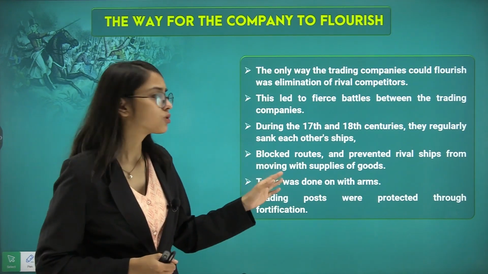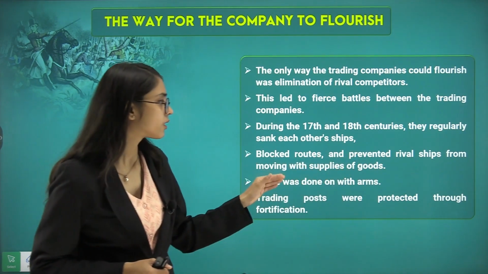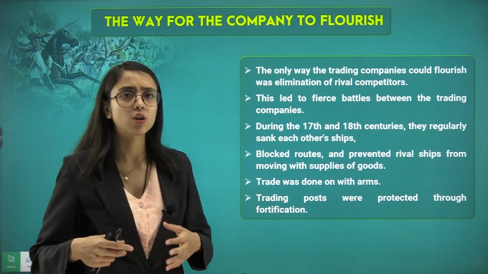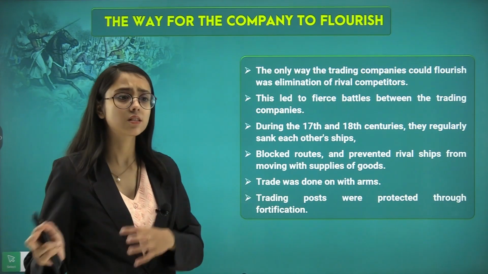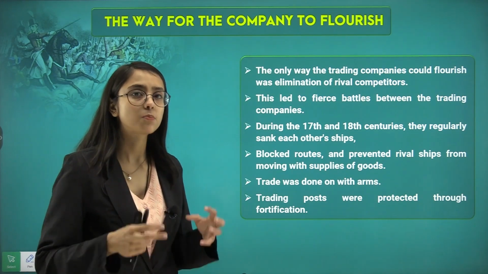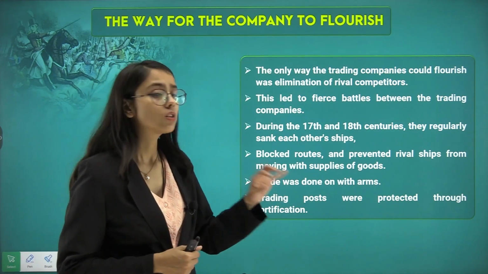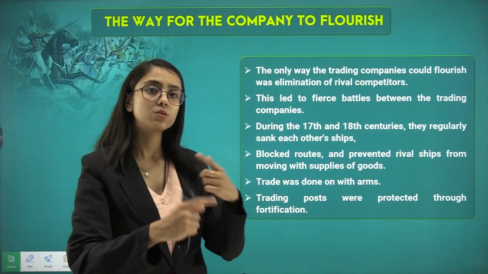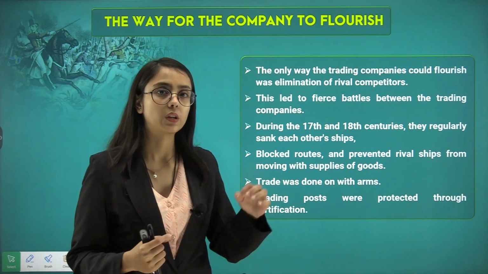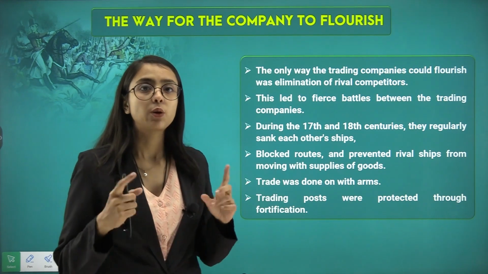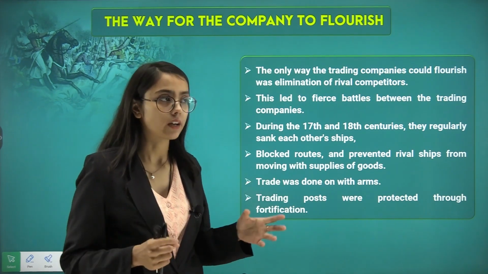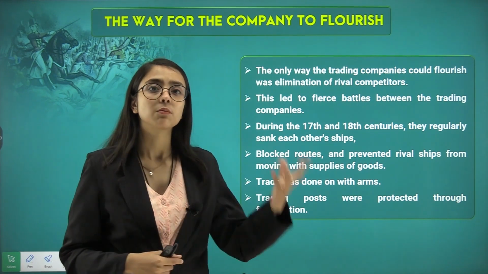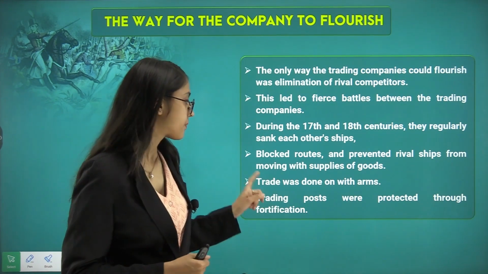They blocked routes, prevented rival ships from moving with supplies of goods. They used to block the shipways and the seaways so that the rival ships could not enter the port. Trade was done with arms. Now this is important to note. Whenever a trading company was making trade with the local and native people, it was only done under arms so that it could not be looted or burgled by some rival competitor.